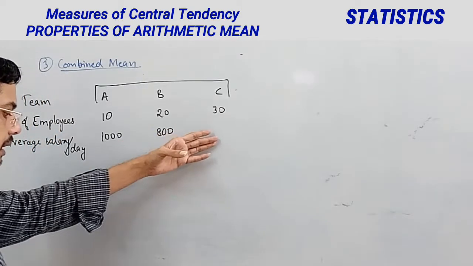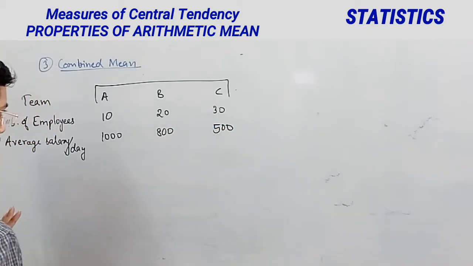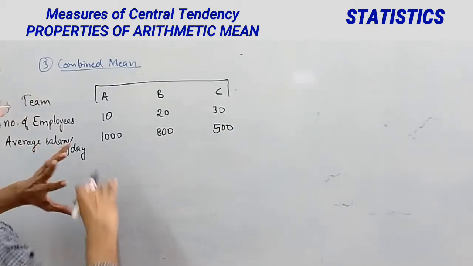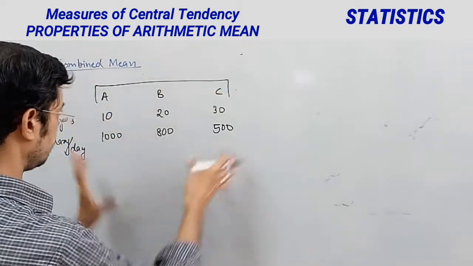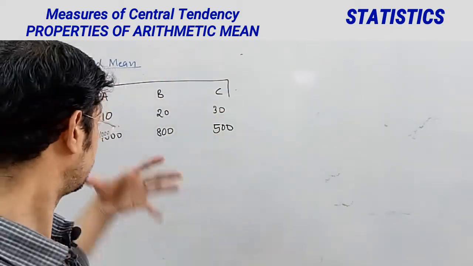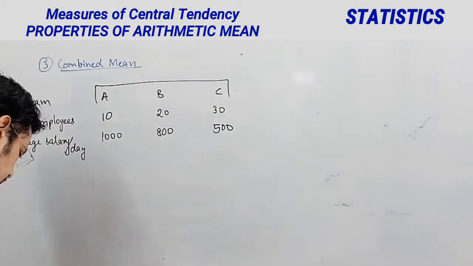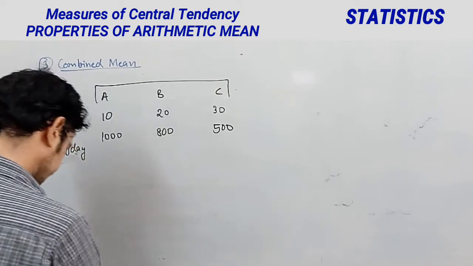Okay, and the average salary for this group is, say, 500 rupees. Okay, now we need to find out the mean salary of the whole company. See, in the company there are 3 teams or 3 sections, and each section has a different average salary. Okay, so let us note down what they are.